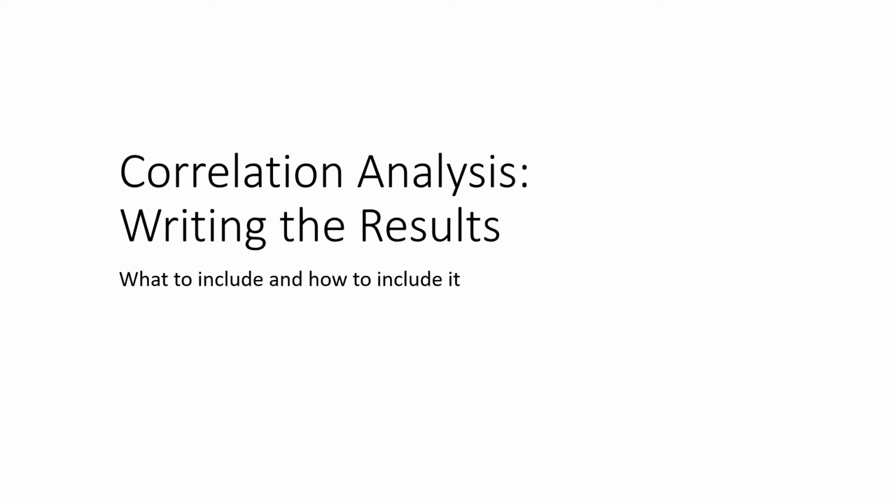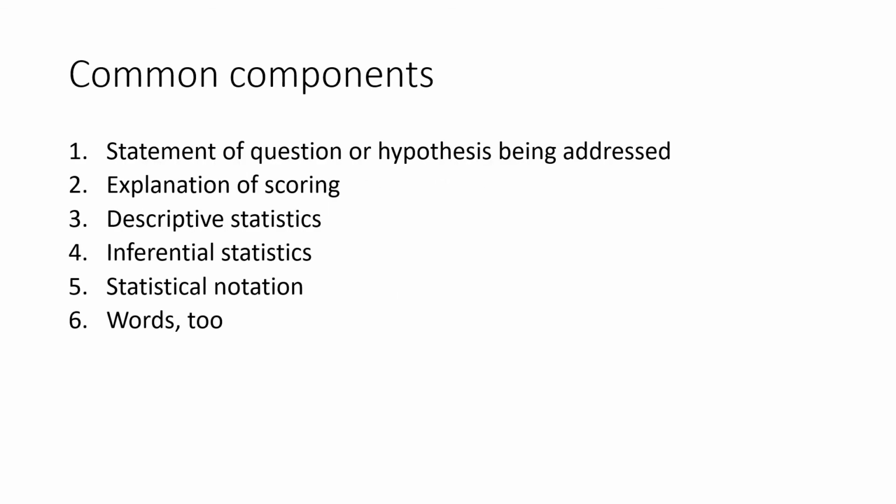As with most parts of an APA-style manuscript, the results sections tend to have a few common elements, but those elements are presented a little differently for each study. We can think of the results section as having 6 common components, as noted in this slide.